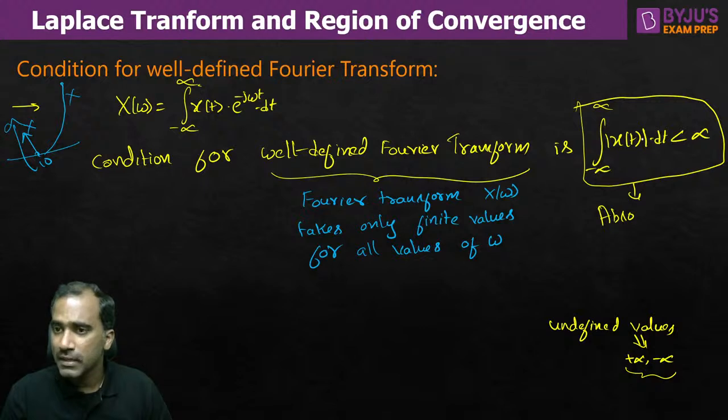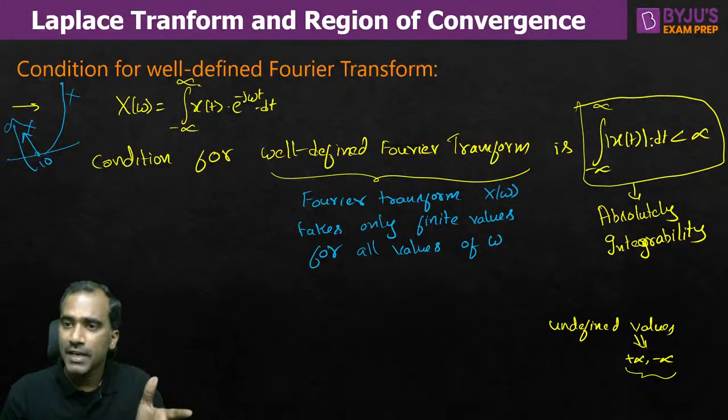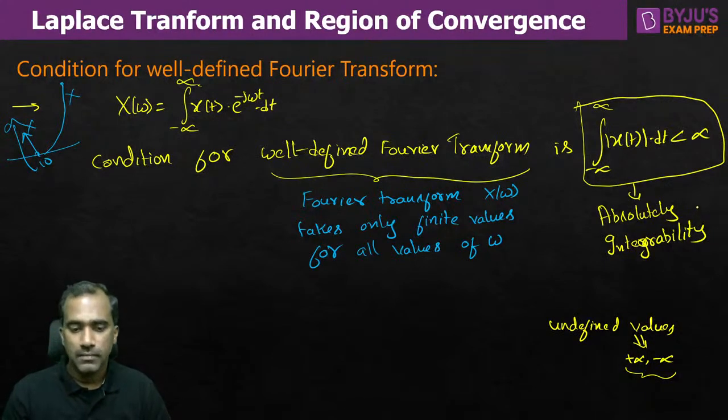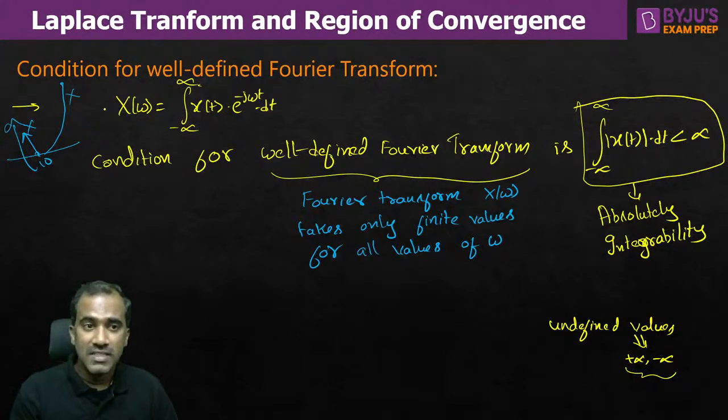If a signal is absolutely integrable, it will satisfy this condition, which means if you take the modulus and find the area, it will give you a finite value. If you take the modulus and integrate, and that result turns out to be infinity, then it is not absolutely integrable. Understand this condition. It's very, very important.